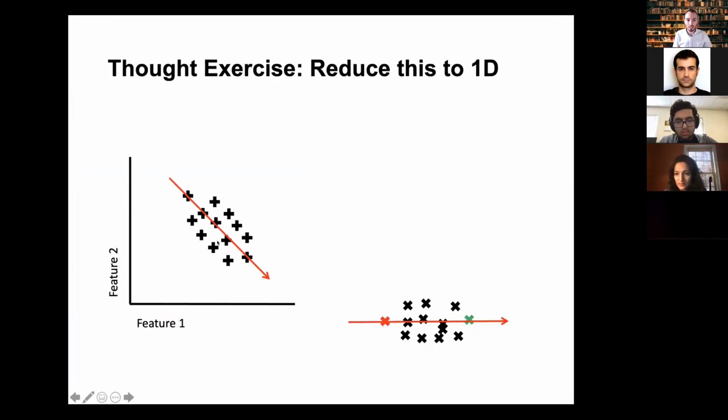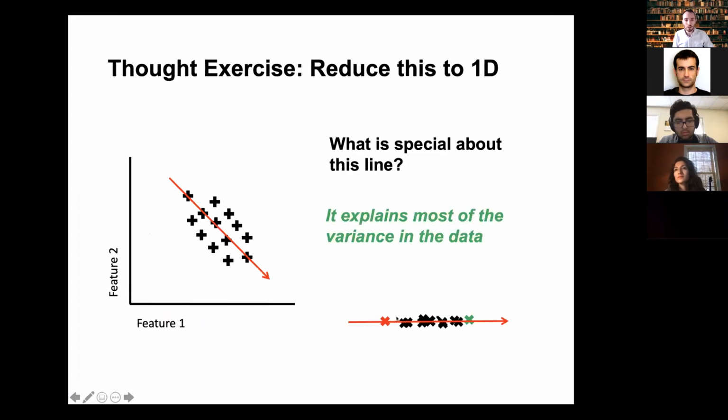So if we take D and then we project the points onto it again, what you'll find is that now the axis of maximum variation in the data, so if you were to calculate the variance of this distribution of these points here, this is the largest possible variance that you could get. So most of the variance of the data is explained by this line. When I say variance, I'm talking about the statistical meaning.